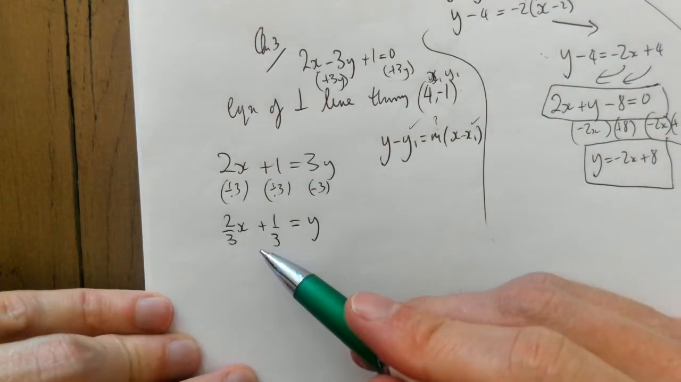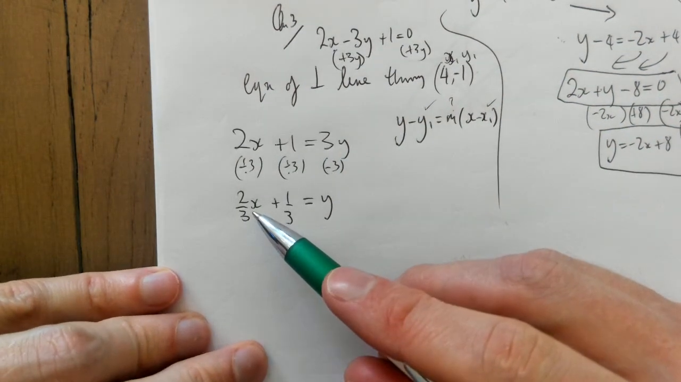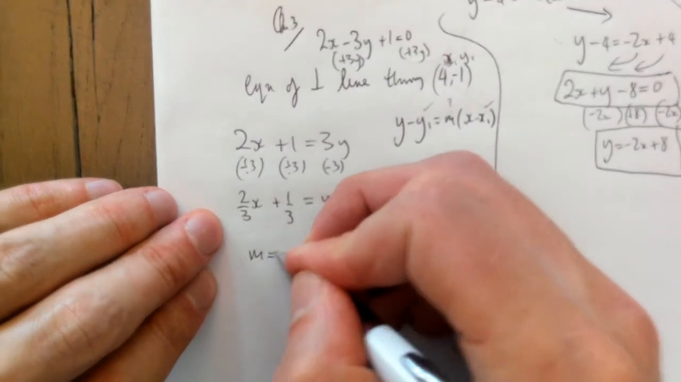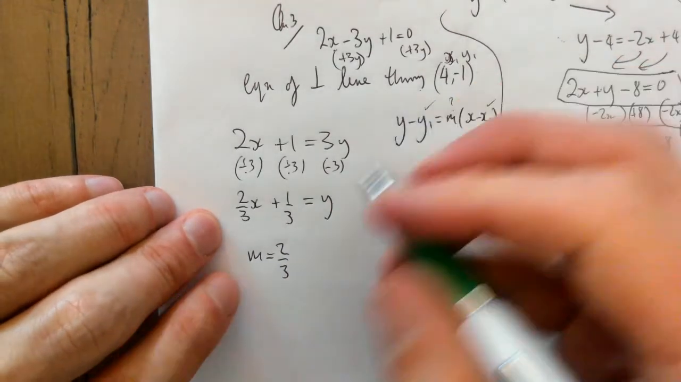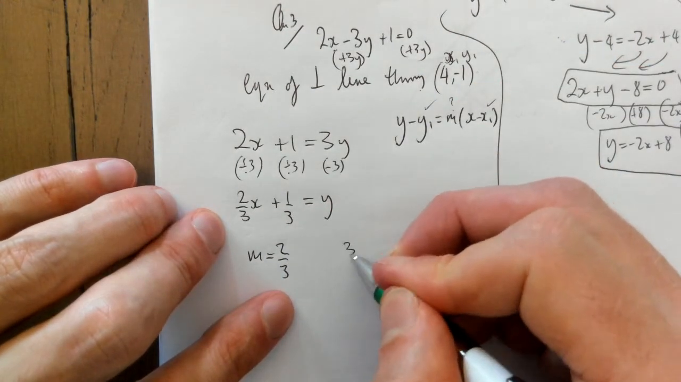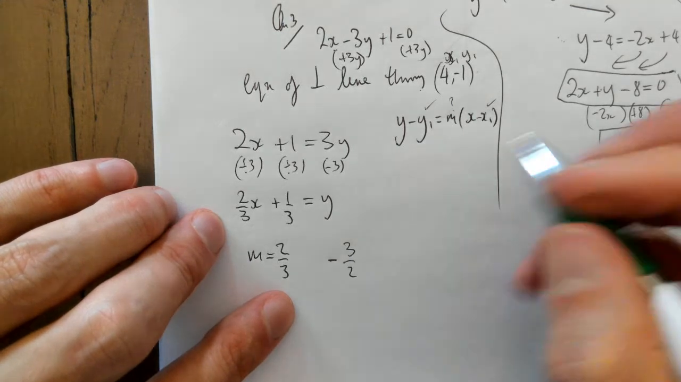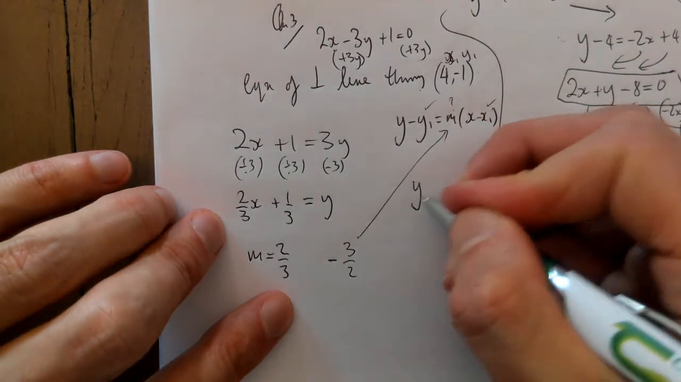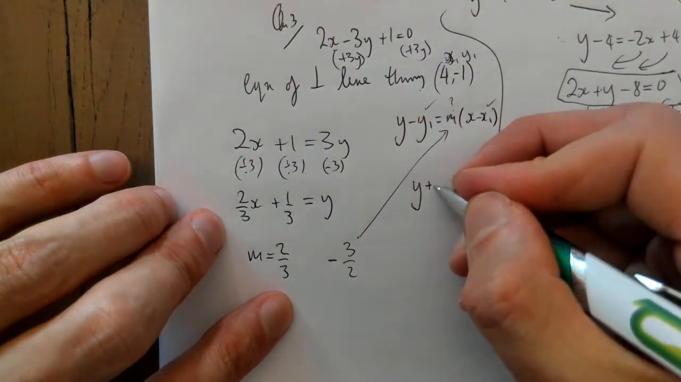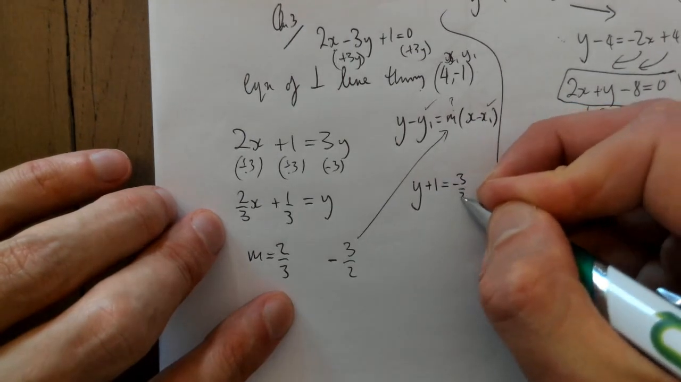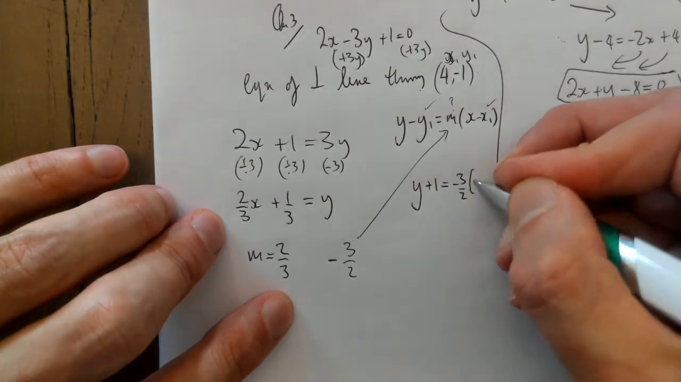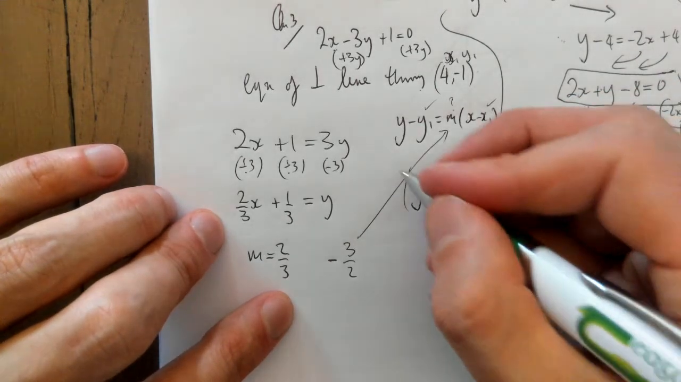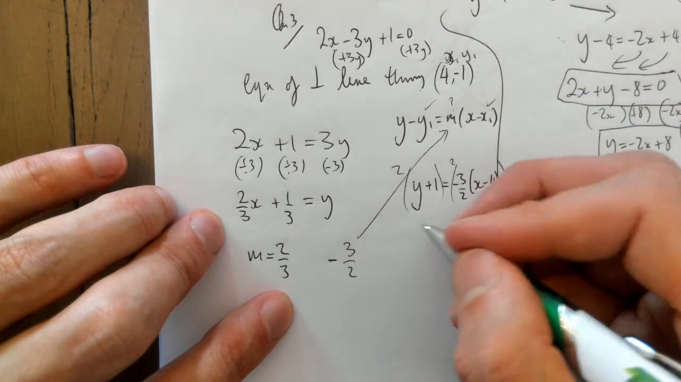So what's the slope of this one? 2/3, correct? So if we want the slope of the perpendicular line, m is equal to 2/3, the slope of this line is going to be this one flipped over, 3 over 2, and change the sign. Okay, then we have the information to create the equation of this line. y minus minus 1, which is plus 1, is equal to minus 3 over 2, bracket x minus 4.